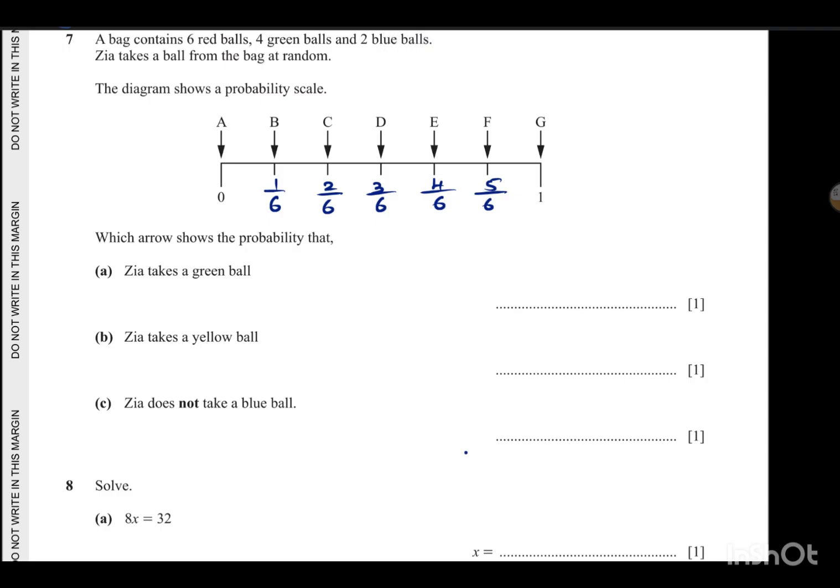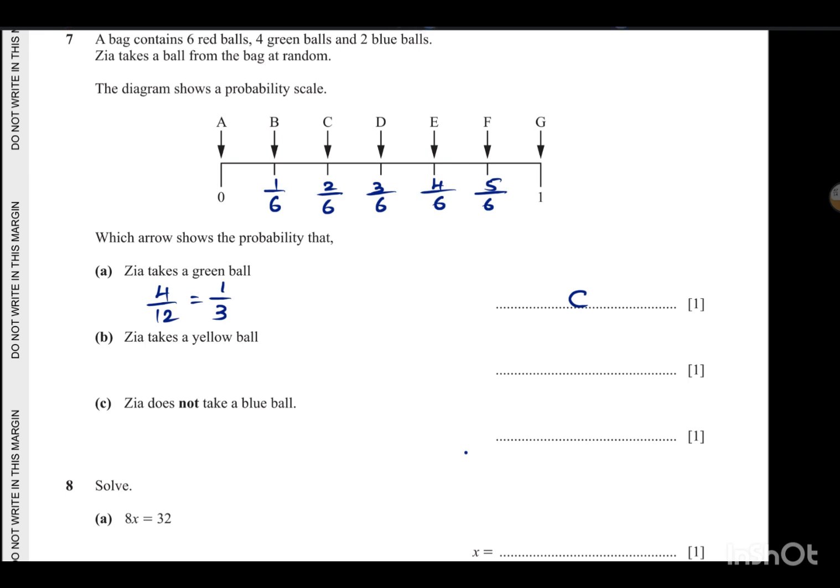Question A now. Zia takes a green ball. Now what is the probability of a green ball? First of all, find the total of the balls, which is 12. 6 plus 4, 10. 10 plus 2, 12. Now green balls are 4. 4 out of 12, if I simplify, it will be 1 by 3. So now check which of these fractions can be simplified to 1 by 3, that is 2 by 6, because 2 by 6 is also 1 by 3. So answer is C here.